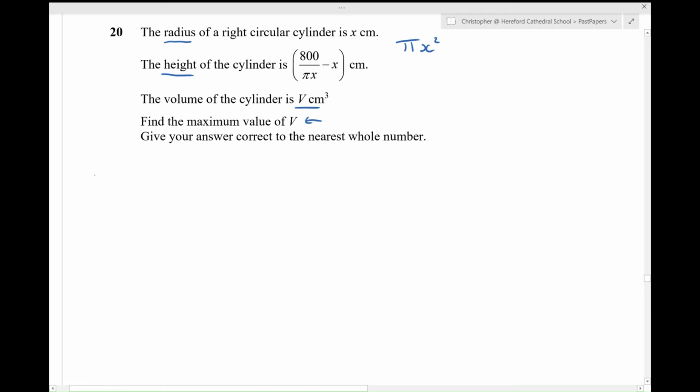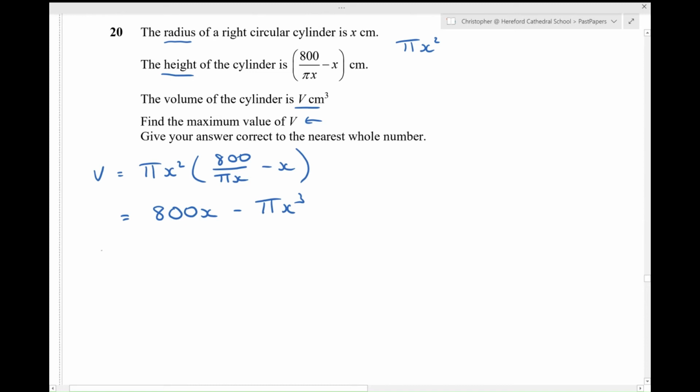So let's start by writing an expression for the volume. The volume is going to be the area of the cross-section multiplied by the height. Okay, let's expand that bracket. Lots of cancelling there, gives me 800x minus pi x cubed. Now I have to find the maximum value of V. So I'm going to differentiate V with respect to x, which will give me 800 minus 3 pi x squared, of course.